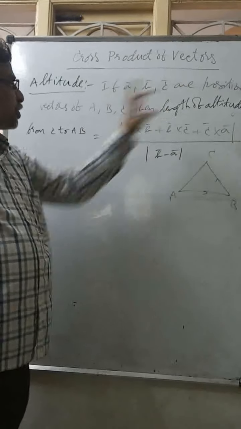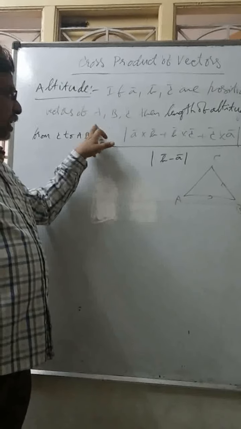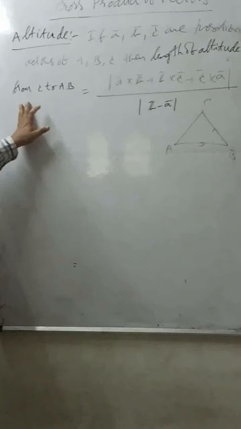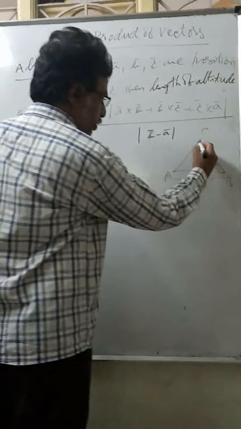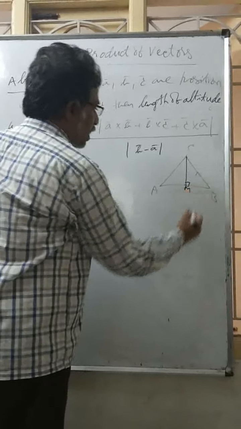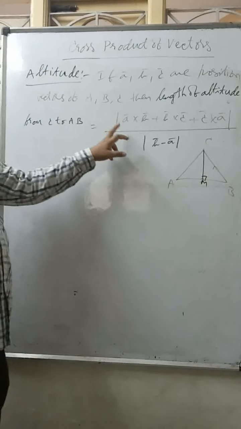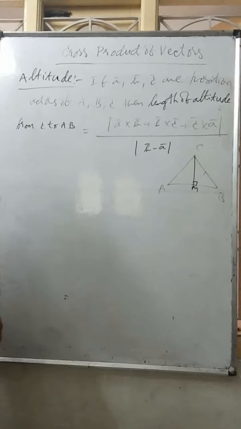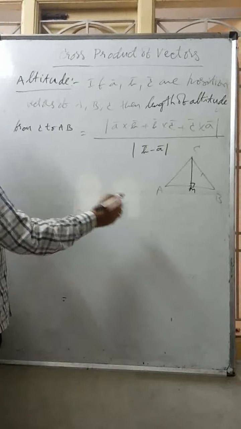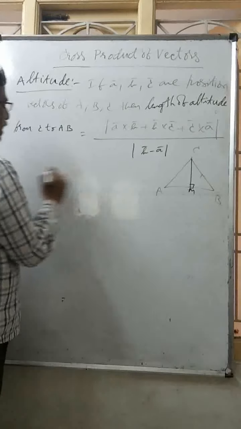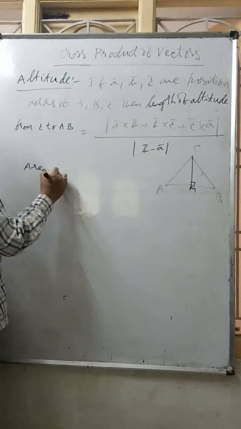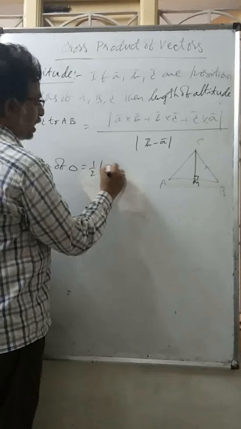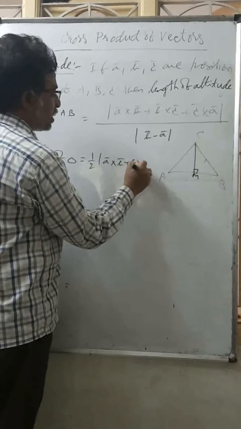Altitude: how to find the altitude of a triangle. If the position vectors of triangle ABC, capital A, capital B, capital C, are small a, small b, small c, then the length of the altitude from C to AB, if I draw the altitude from C to AB like CM, is CM. You need to prove that it equals the modulus of a cross b plus b cross c plus c cross a, divided by the modulus of b minus a. Very simple proof. We just discussed the area of this triangle: area of triangle equals half into a cross b plus b cross c plus c cross a.